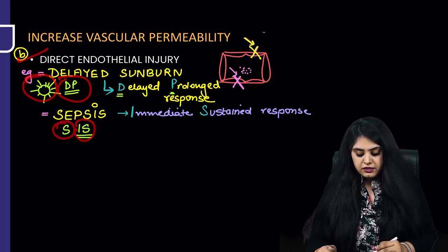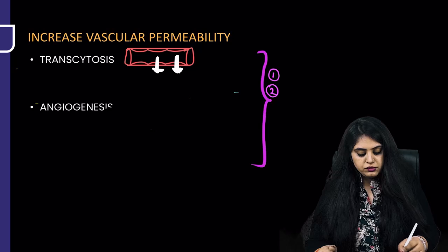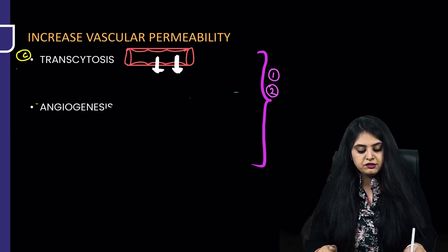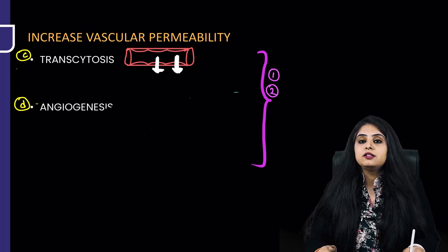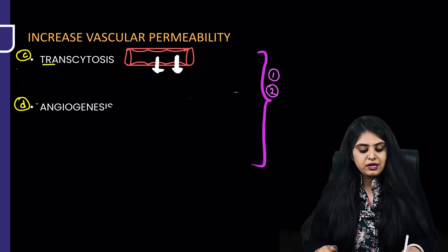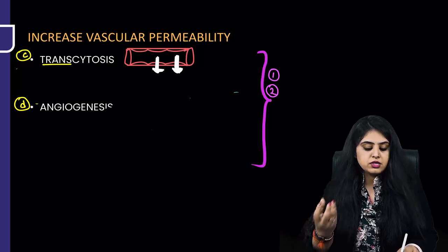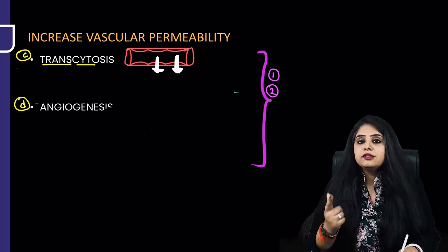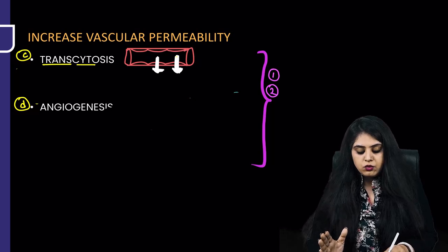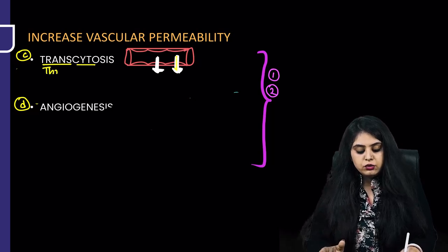After this, the third and the fourth mechanisms of increased vascular permeability are almost very similar. The third one is going to be transcytosis. What does trans mean? Trans means transport and cyto means cell. So this time, whatever will travel out will transport through the cell.